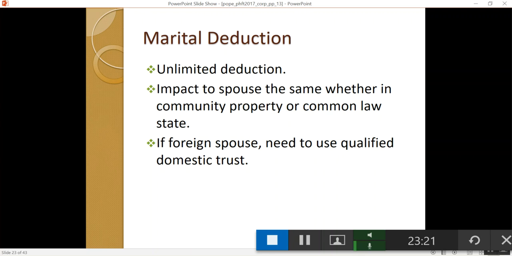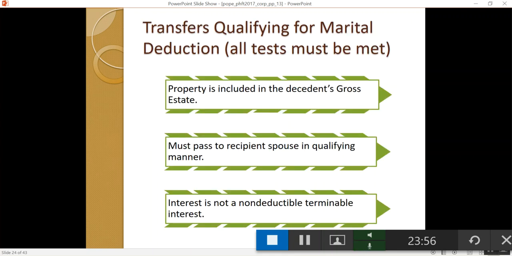So a terminable interest is essentially where the property is passing to the spouse, but in some way, shape, or form, the spouse is only going to have interest in that property for a certain period of time, and then the surviving spouse's interest in that property terminates, therefore it's called a terminable interest. They give an example. They don't talk about it in the slides, but I actually like the example that they give in the book, so let's go over it real quick.